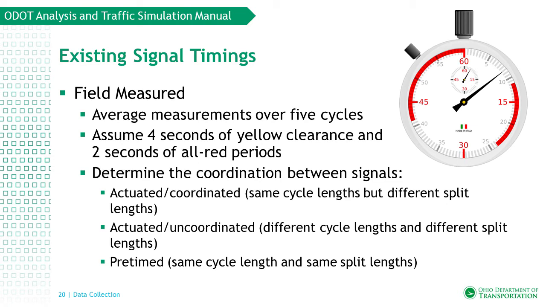When measuring timings in the field, 4 seconds of yellow clearance and 2 seconds of all red intervals can be assumed. Based on the measured cycle length and splits over the 5 recorded cycles, it can be determined if the signal is actuated coordinated, meaning all 5 observations yielded the same cycle length but different split lengths. The signal could also be actuated uncoordinated, which means the 5 observations had different cycle lengths and different split lengths. Alternatively, the signal could be pre-timed, which means all 5 measurements had the same cycle length and split lengths.